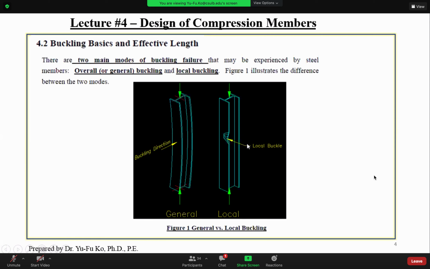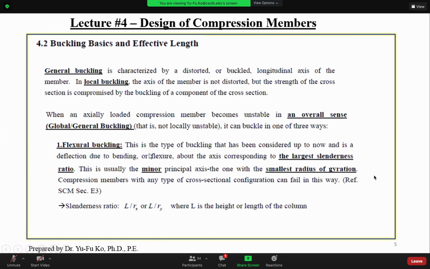So if your compression member has local buckling, you need to account for this effect in your global buckling strength calculation. Later in this chapter, we'll talk about how to account for the local buckling effect in your global buckling. Local buckling will occur first, and then it will go to global. So we need to consider this reduction effect in your global buckling.